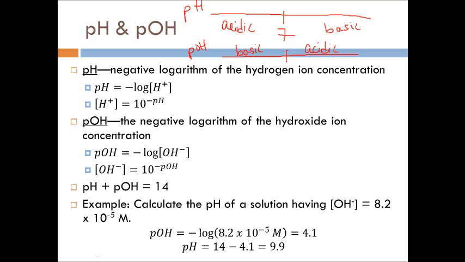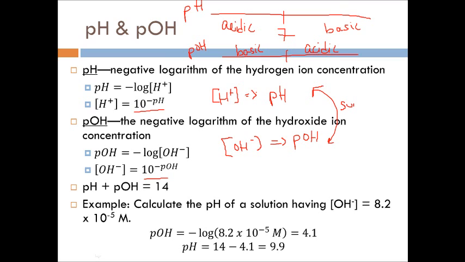pOH respectively. All you do is take 10 to the negative pH or pOH, depending on which one you want. One thing I can't stress enough is that the hydrogen concentration goes with the pH, and the OH concentration goes with the pOH. And you can change between the two because the sum of the pH and the pOH is 14. That's written here, and that's important to remember. You can subtract one from 14 and get the other.